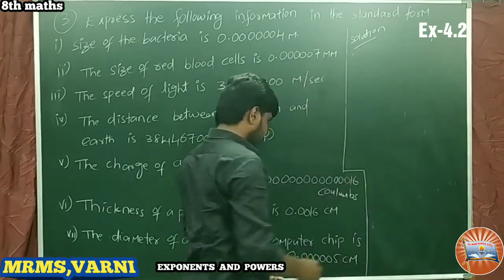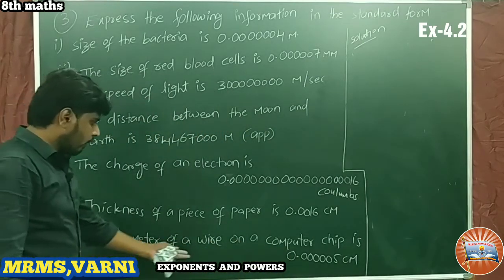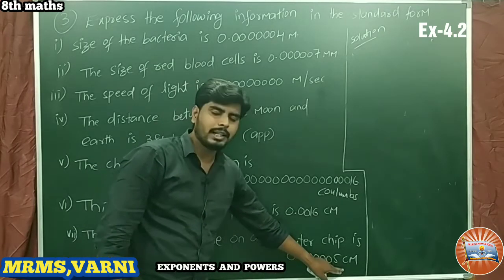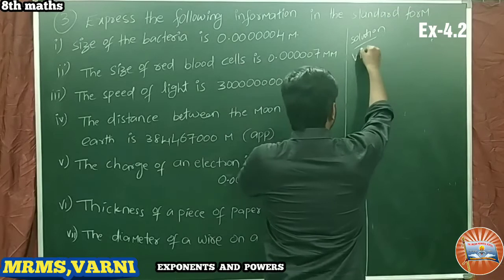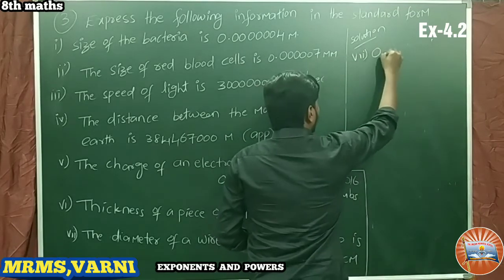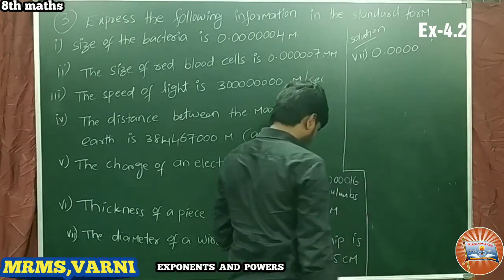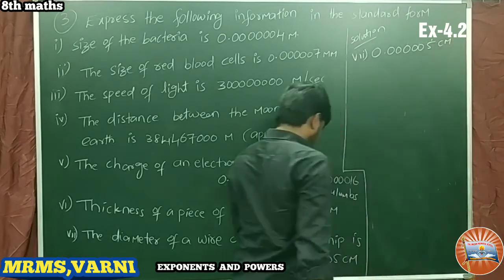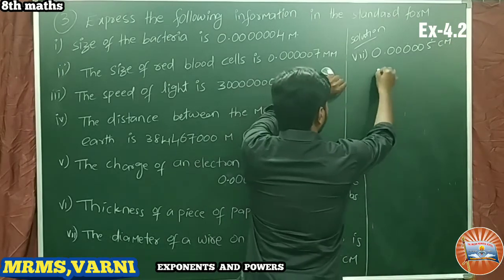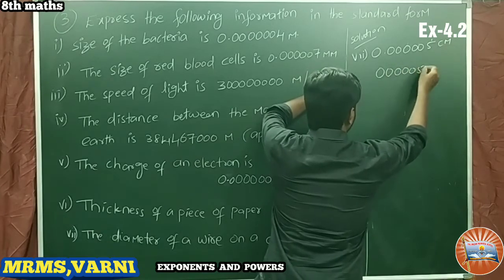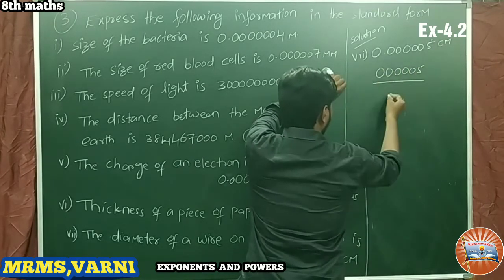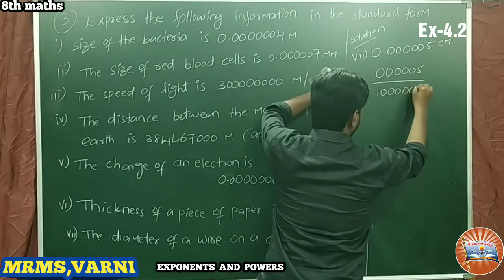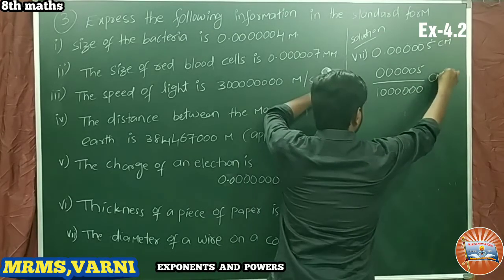What is the question? The diameter of a wire on a computer chip is 0.000005 centimeters. So down here, the 7th one, 0.00000, how many zeros? 5 zeros and 5 centimeters. Okay, 5 zeros, 5 centimeters. Right, this we can write 5 by 1 followed by 6 zeros, since I am removing that decimal point. After the decimal point we have 6 places. Centimeter as it is.